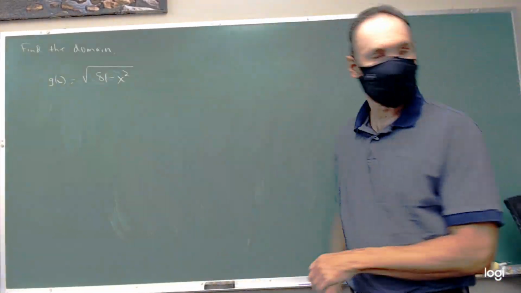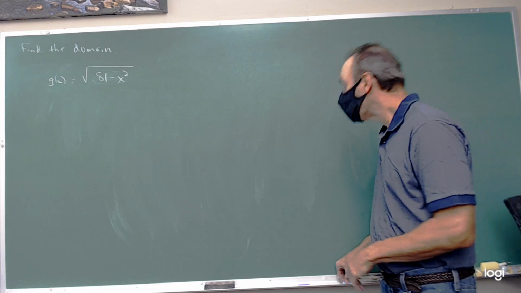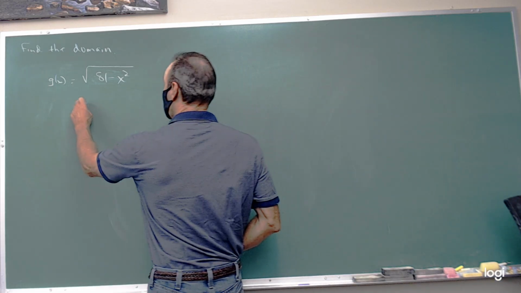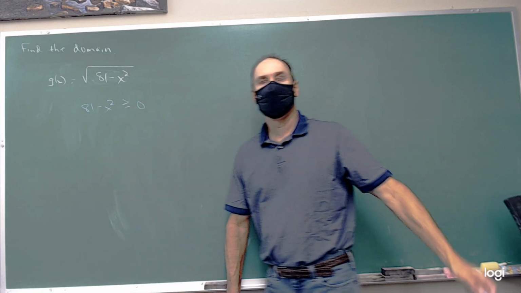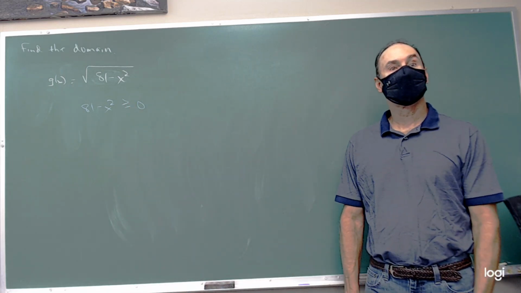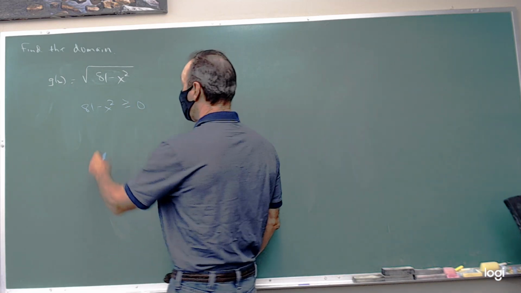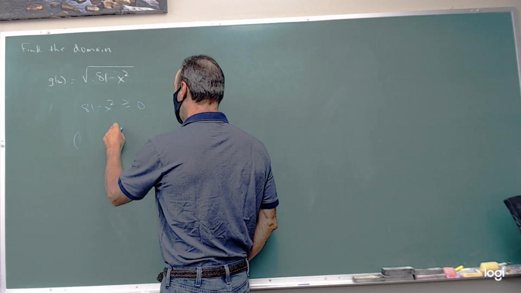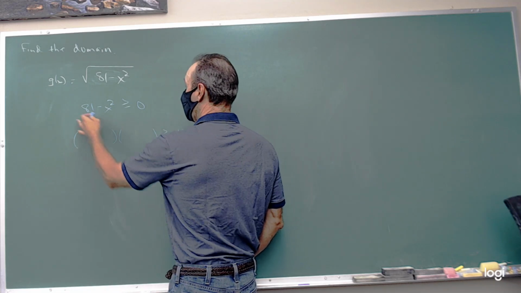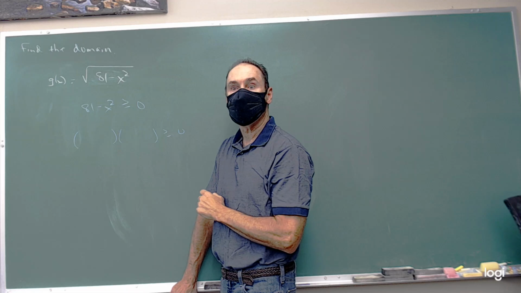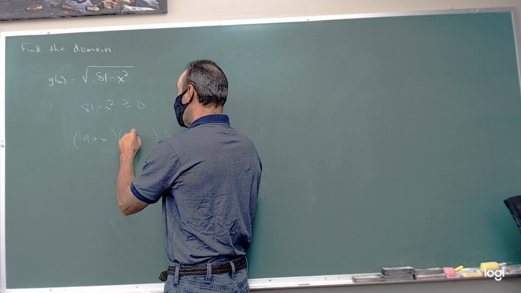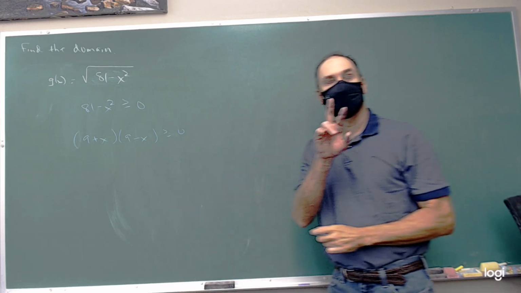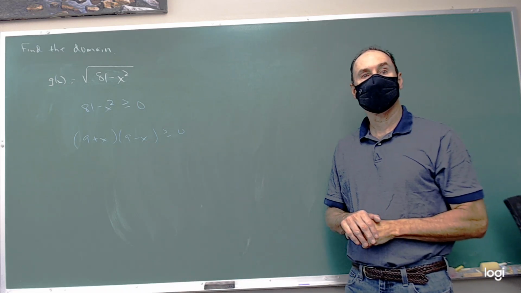Okay, so let's take a look at this one. Again, we're going to take what's inside the radical and make that greater than or equal to 0. Now be careful when you factor that, Emma, because you don't get to change the order. It's going to factor into (9 + x)(9 - x), so the order on that subtraction is going to matter.